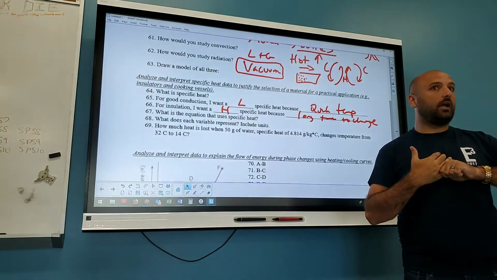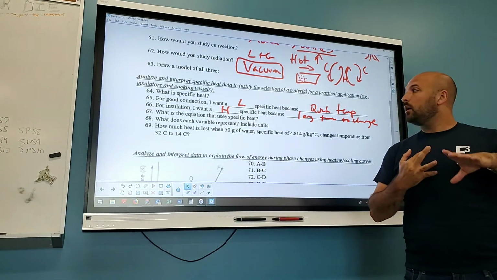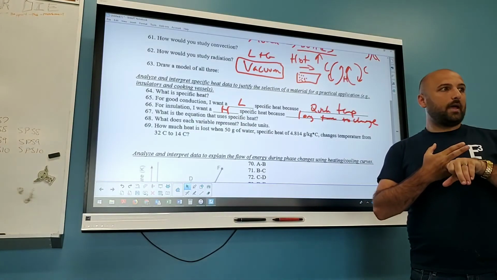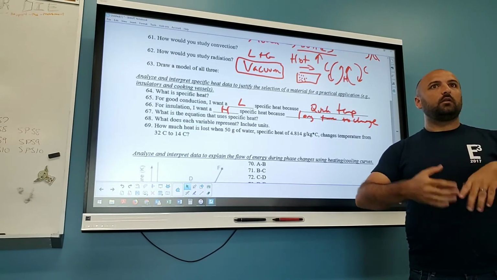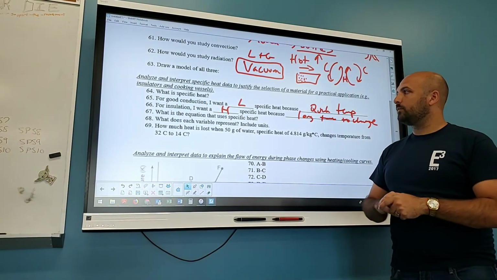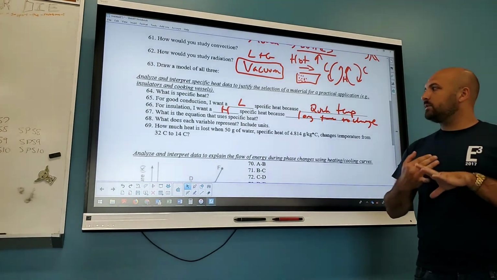That's the heat gained or lost, right? That's the thermal energy, okay? What's the M? Mass. What's the C? Specific heat. And the delta T? The change in temperature, the final minus the initial. Okay? What does each variable represent? We did that. Include the units.